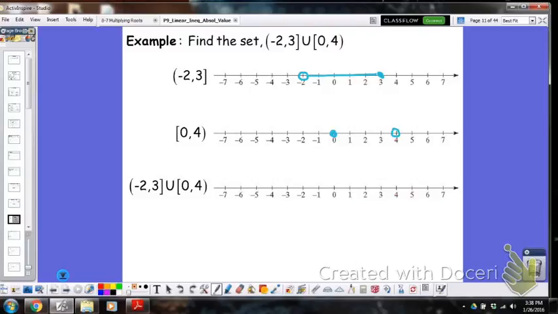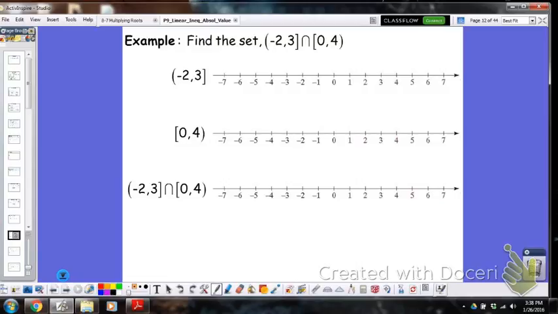Now, since I'm looking for the union of these, I just smush the graphs together and it'll be both of them combined. So that means I will be going from negative 2 up to 4. So the union of these two intervals is negative 2 to 4, excluding both.